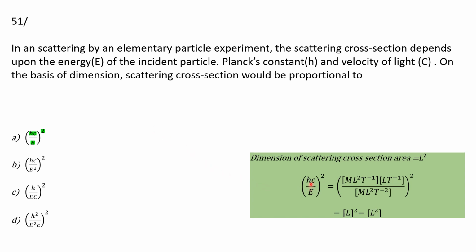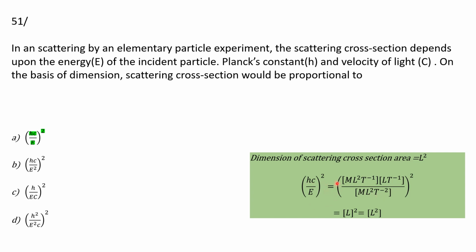So hc by E whole square, we can consider the dimension of h cut from the uncertainty relation, that is h cut by 2 is equal to x into p. So the dimension of h will be equal to M L2 T minus 1, and c is the velocity of light, so the dimension will be L T minus 1, and here E, that is energy, will be equal to M L2 T minus 2.